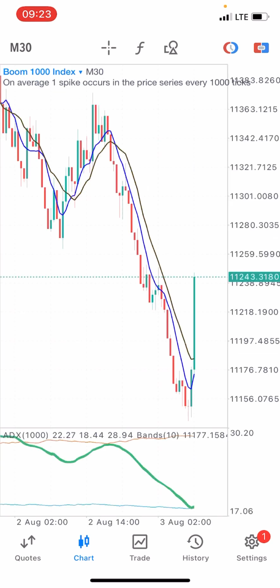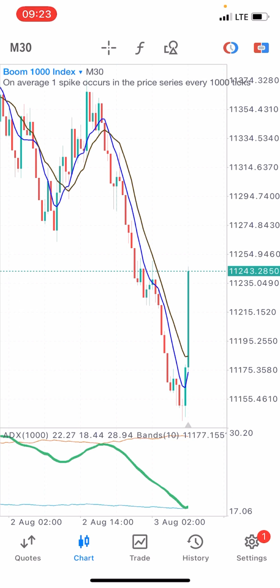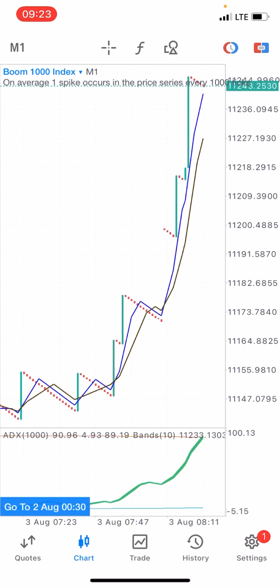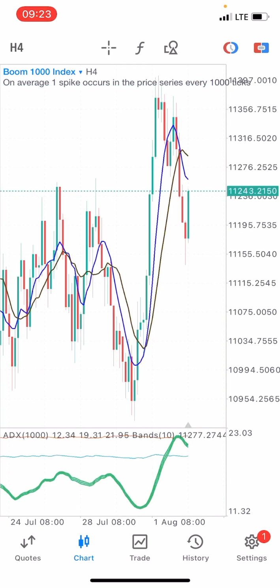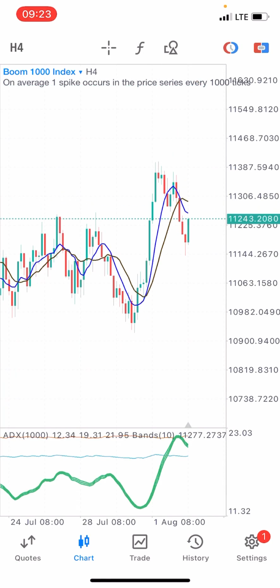So now let's go to the boom 1000. Okay, that was a spike on the B1000. This is a 30 minutes, sorry. So this is the B1000. Now what are we seeing here? First, the market is going up. And you know, when the market is up, you have to be looking out to trade with the trend.